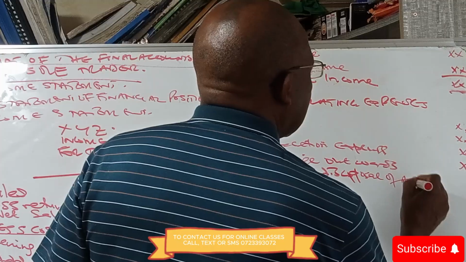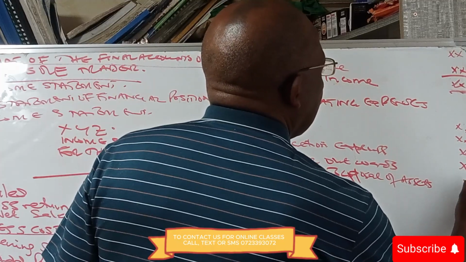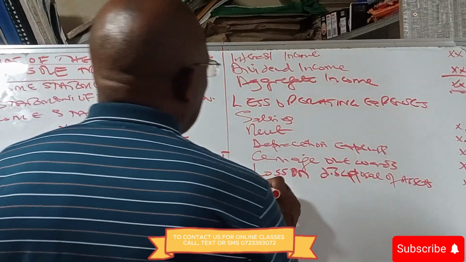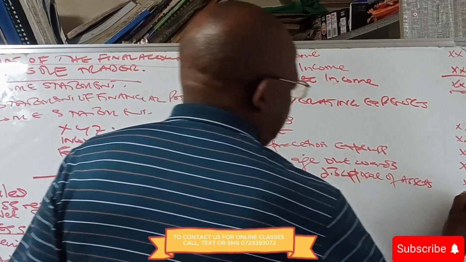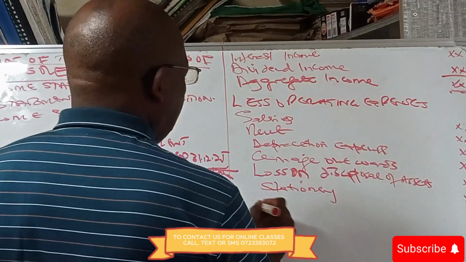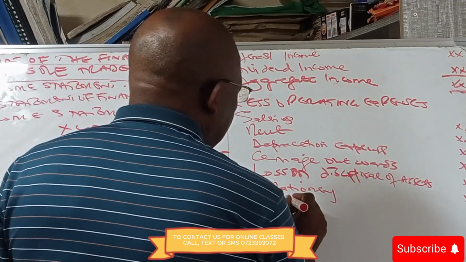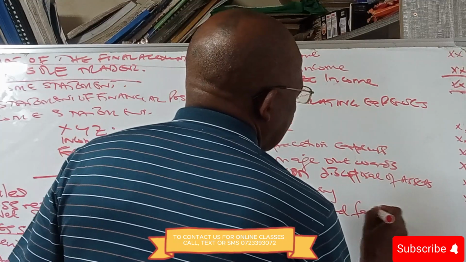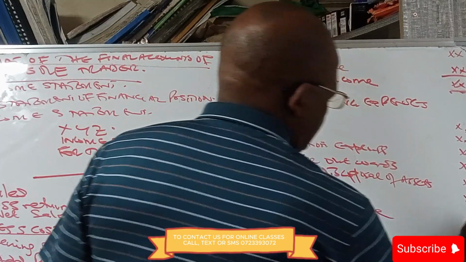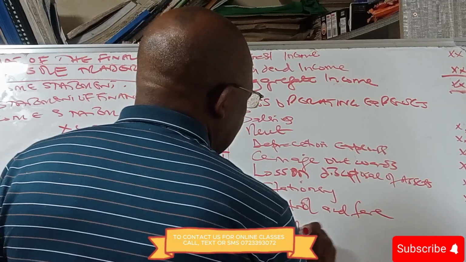Of assets. They could be stationery, they could be petrol and fares, they could be repair and maintenance.